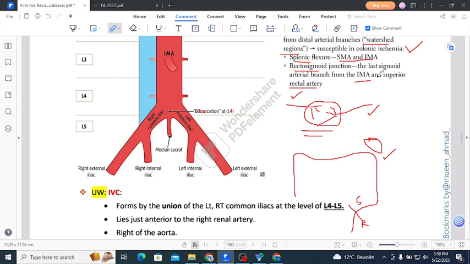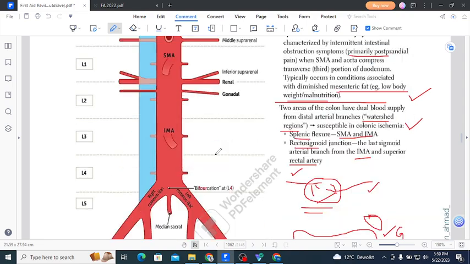So these are the branches which are supplying the rectosigmoid junction. This splenic flexure is also called the Griffith point, and this rectosigmoid junction is also called the Sudeck point. So remember that. And now let's see the different branches of the aorta.